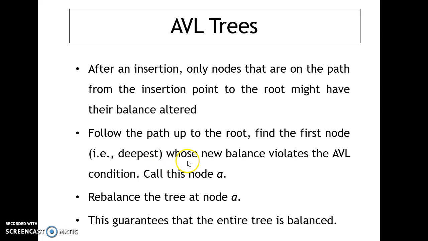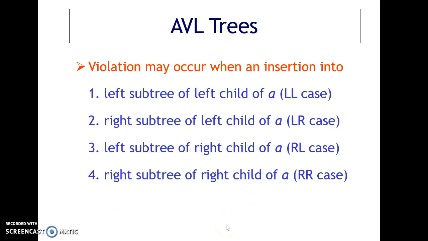Follow the path up to the root. Find the first node whose new balance violates the AVL condition. Call this node A. Rebalance the tree at node A. This guarantees that the entire tree is balanced. The violation may occur when an insertion happens in one of 4 cases. First one, the left subtree of the left child of A, it is called the LL case. The second case is the right subtree of the left child of A, that is the LR case. The third one is the left subtree of the right child of A, that is the RL case. And the fourth one is the right subtree of the right child of A, that is the RR case.